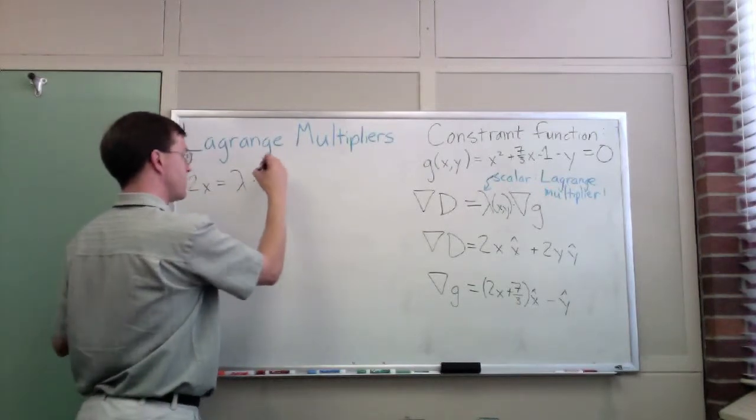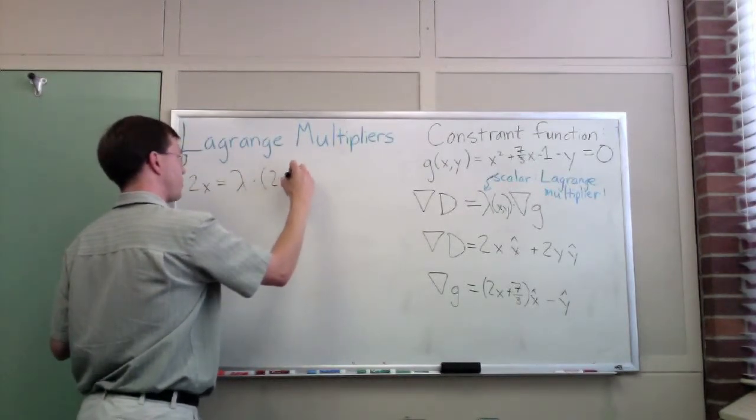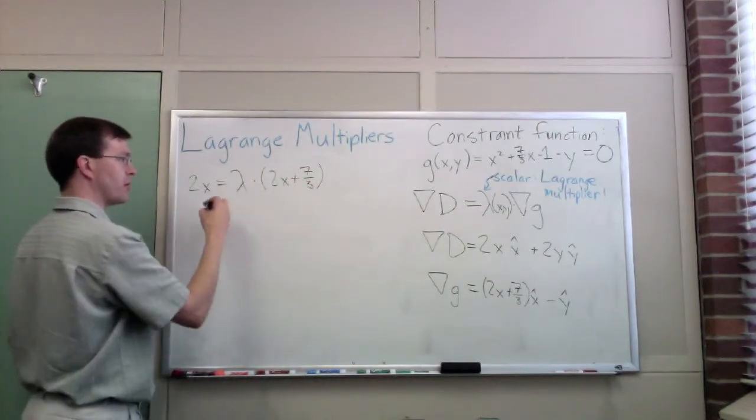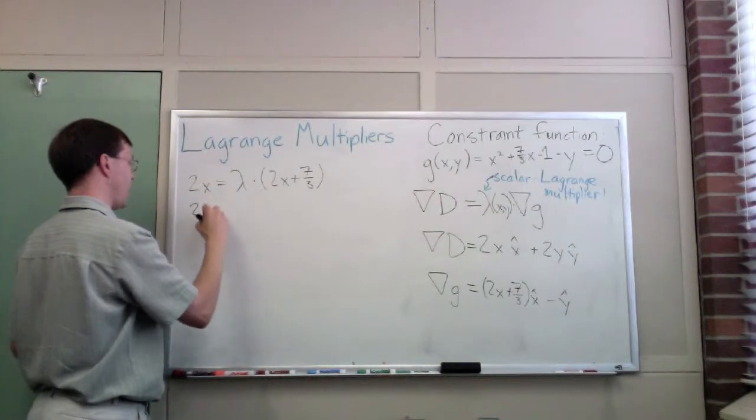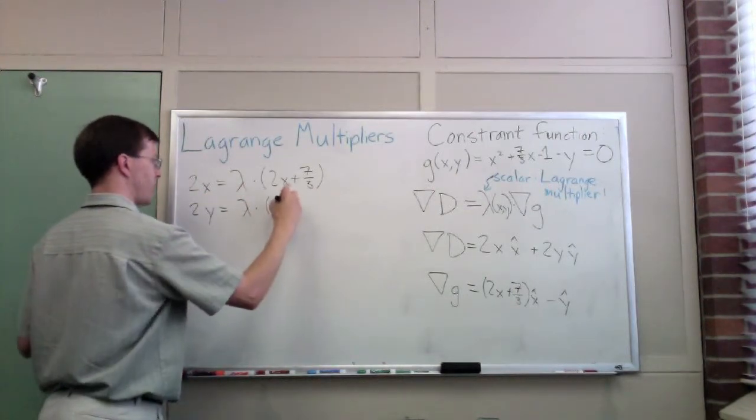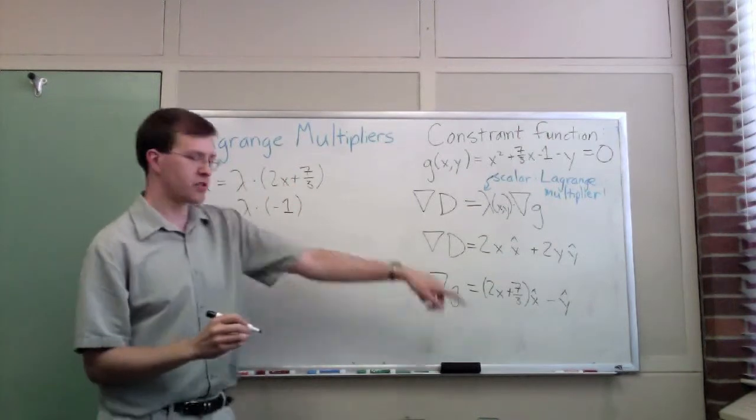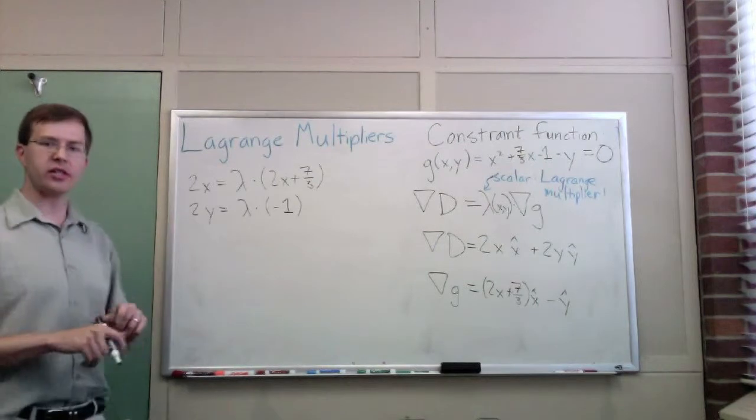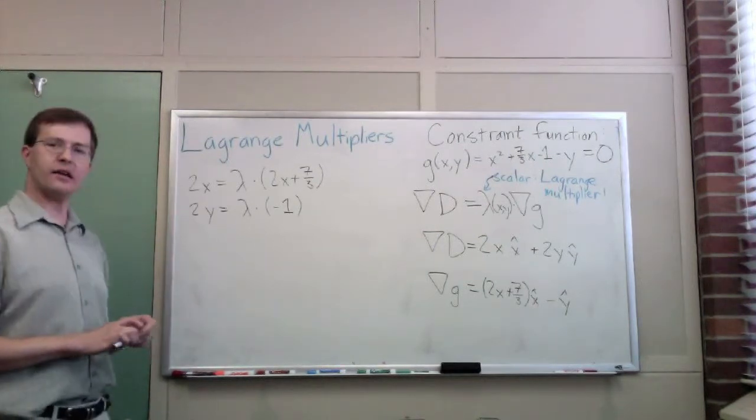Lambda times 2x plus 7/3. And then for my y component, I've got 2y on the left equals lambda times minus 1, because that's the coefficient of my y hat over there. And okay, look, I've got two equations in 3 unknowns.